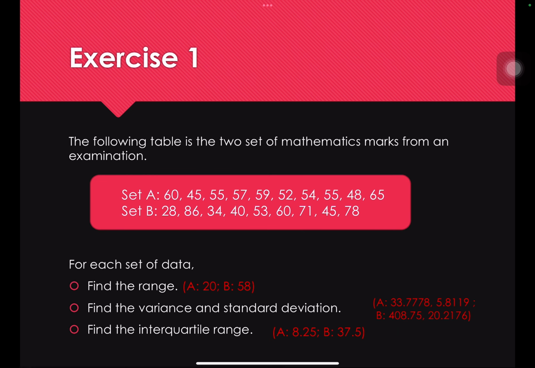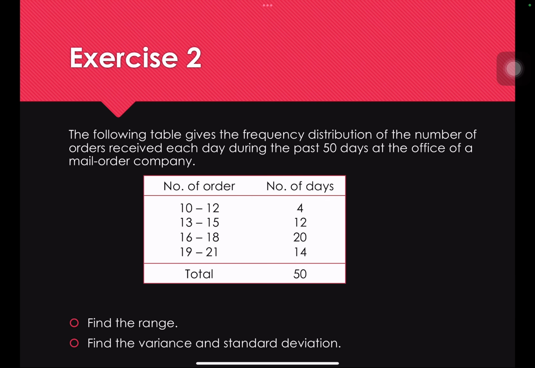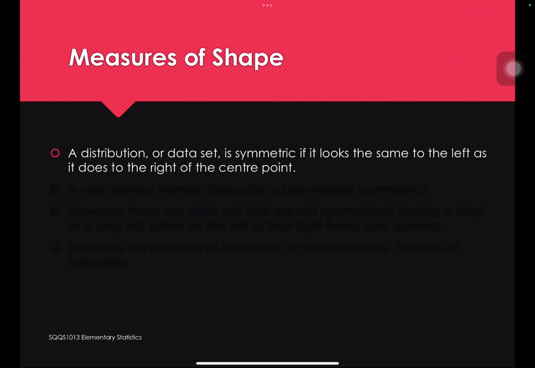Alright, so this one is exercise 1 and 2. Go back and try this one. And this one is for group. Make sure you get the correct answer now. Later, not now. Okay. So next one is measure of shape.